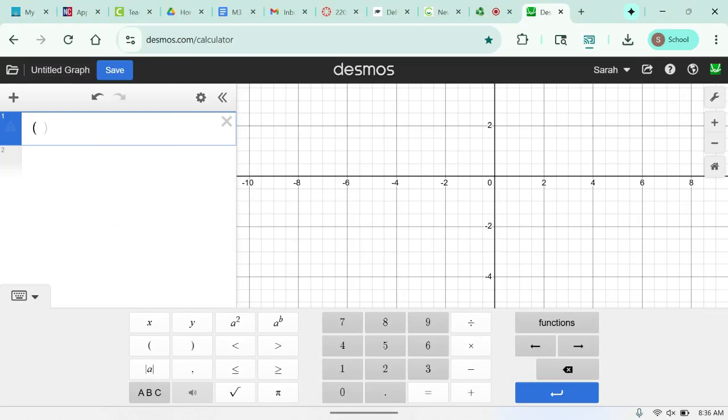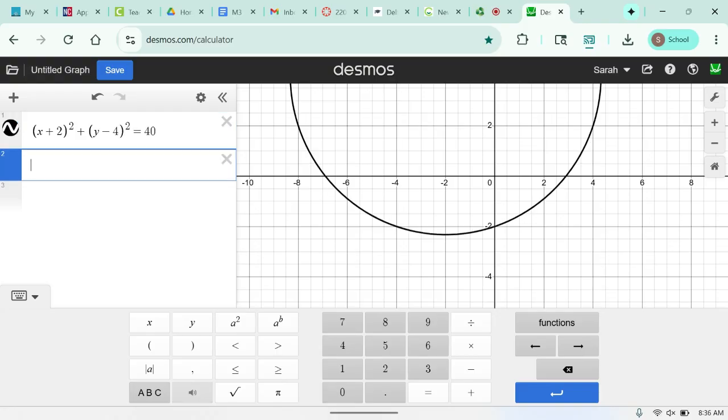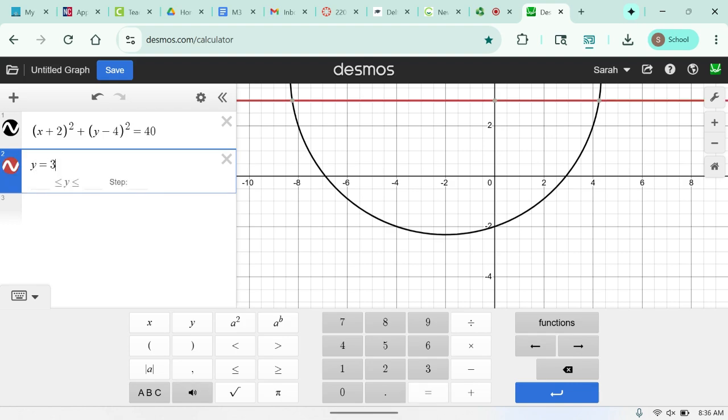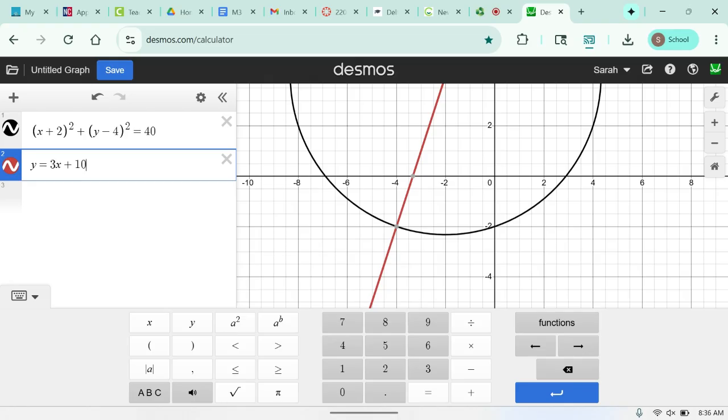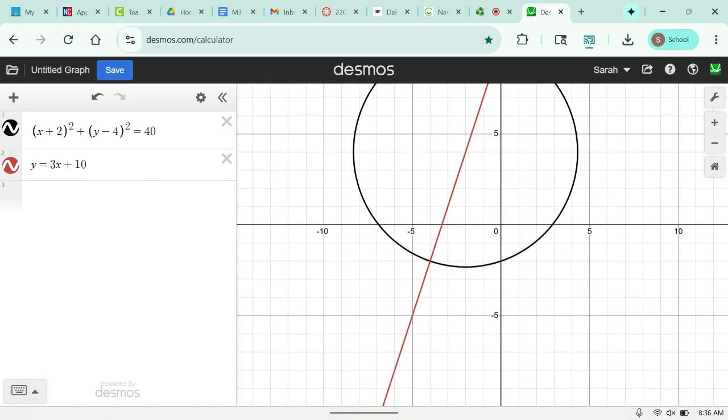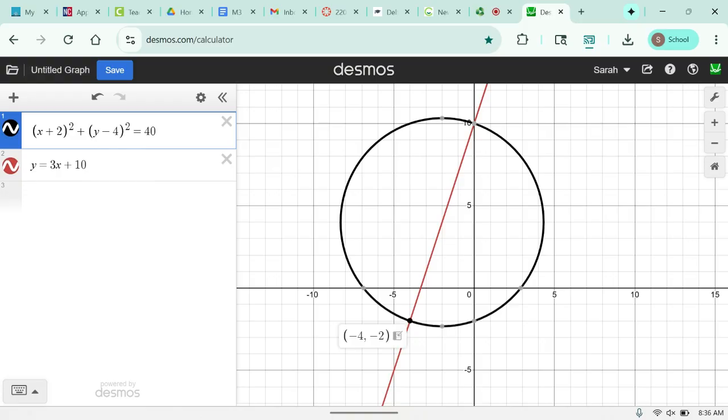So if I do a quick graph, this would be x minus 2 squared plus y minus 4 squared, and it's equal to 40. And then I have y equals 3x plus 10. So if I zoom out a little bit and I click on where they intersect, it's exactly the points that we came up with algebraically.